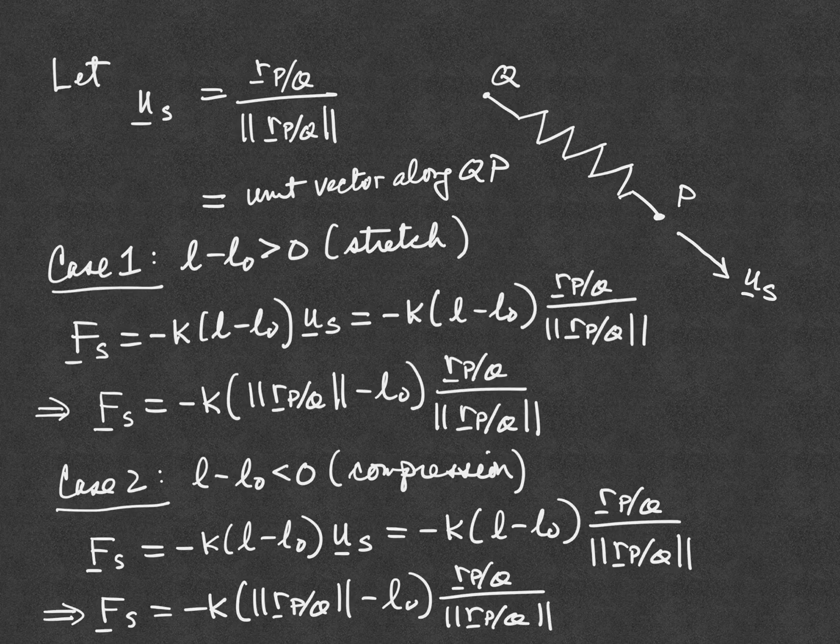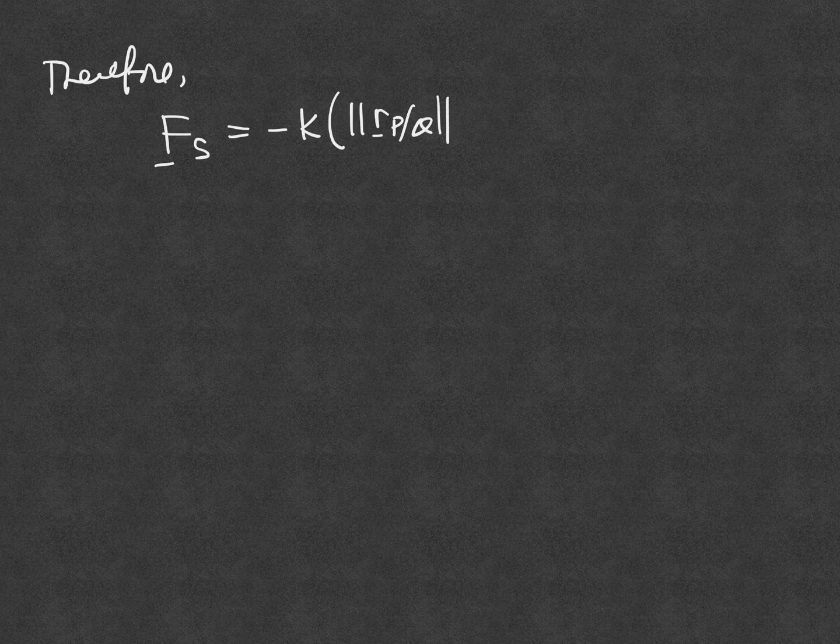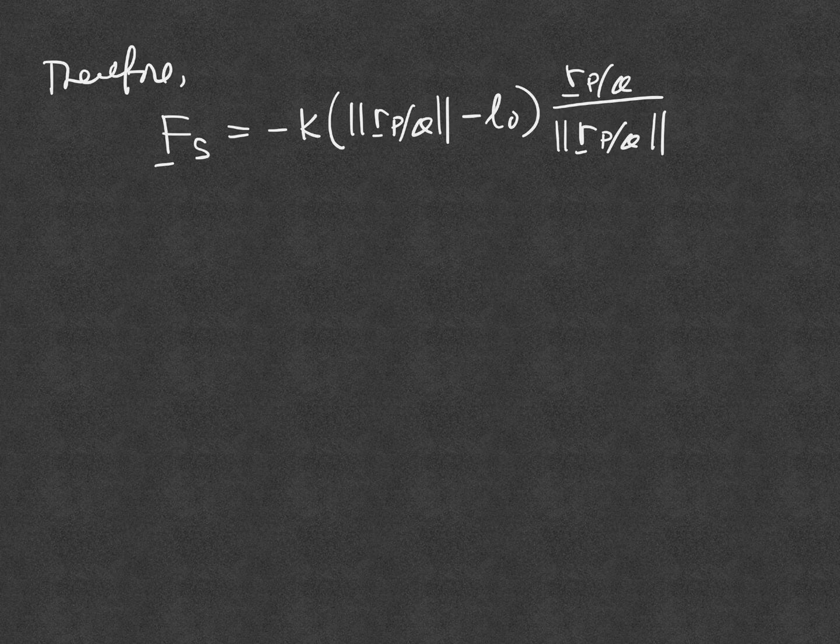So in both cases, the spring force is the same. So we'll write down the model for one model that has been developed for both cases. It's applicable in both cases. So therefore, the force exerted in a linear spring is equal to minus k times the magnitude of the relative position between the attachment point and the particle minus the unstretched length times the unit vector from the attachment point to the particle. That is the model for a linear spring force. And you'll notice that it's the same in both cases.